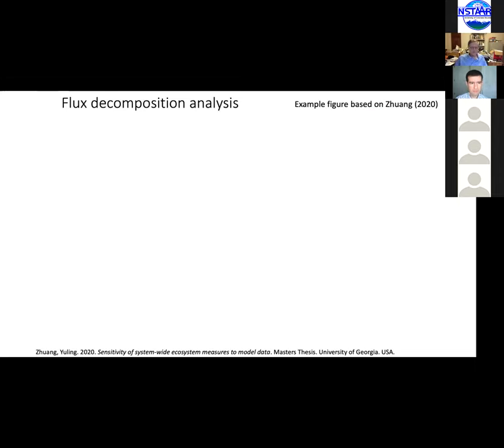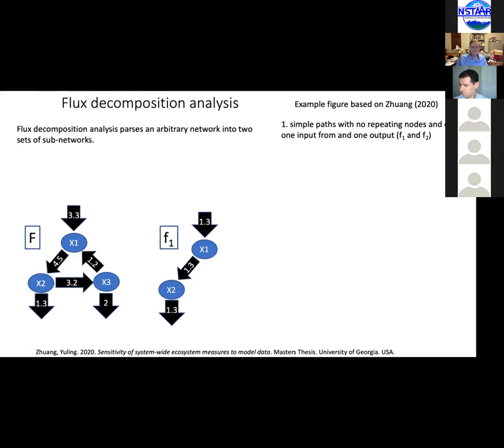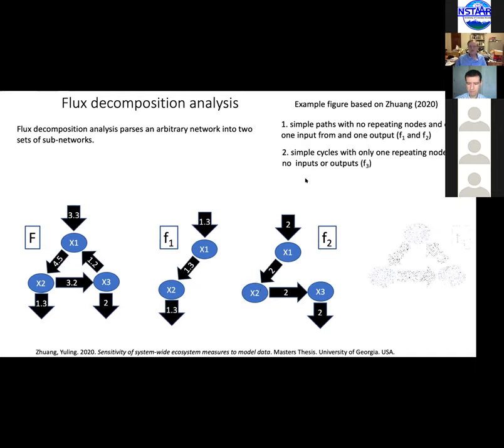So I'm going to give a really brief discussion because Janir may mention it because it's output from Econet. It's a little bit off the track, but it's related in terms of trying to understand the structure of these models. So if we have a model here that's talked about as F, the flux decomposition is a way of parsing that into an arbitrary network of two types. The first type is a simple path with one input and one output and no repeated flows. So the first of those comes in at compartment 1, goes to 2, and outputs there. The second one of those for this model would input at 1, go to 2, 3, and then output. That's flux number 2. The last one is a simple cycle, including all the compartments in this particular case, 1, 2, and 3, and no inputs or outputs.